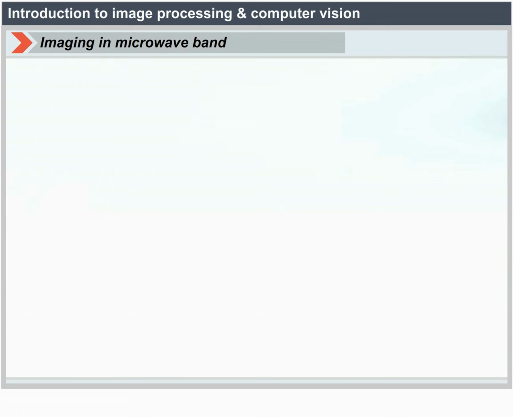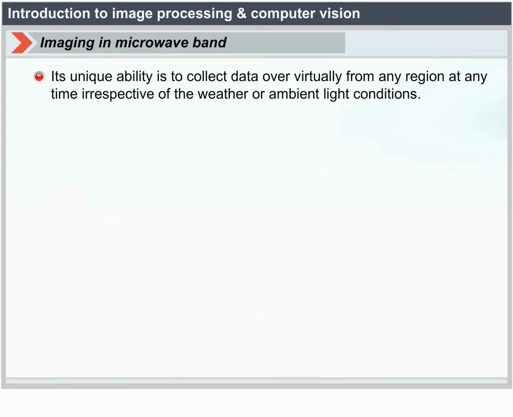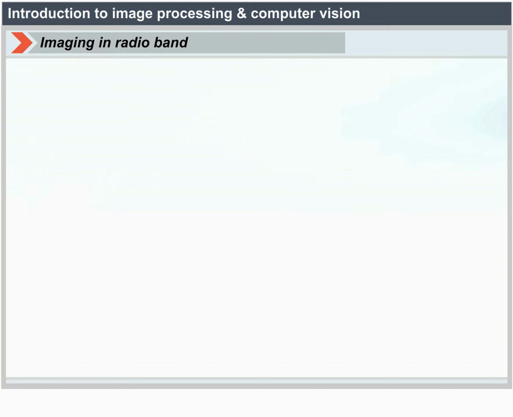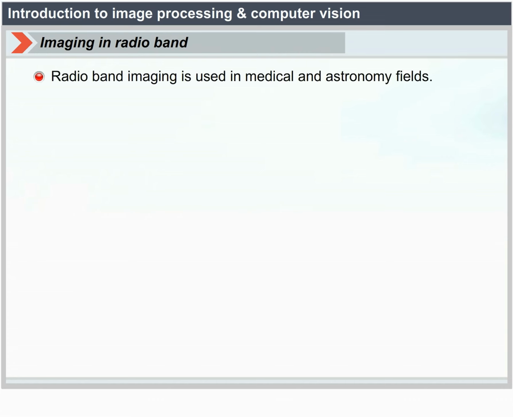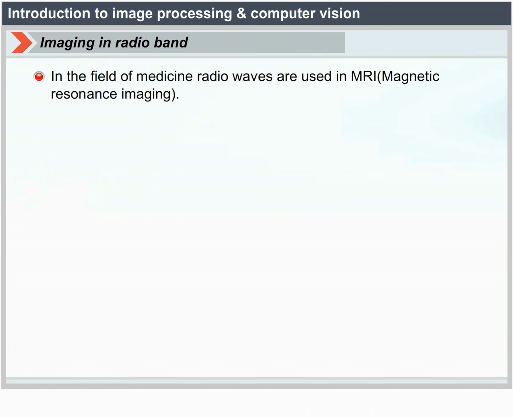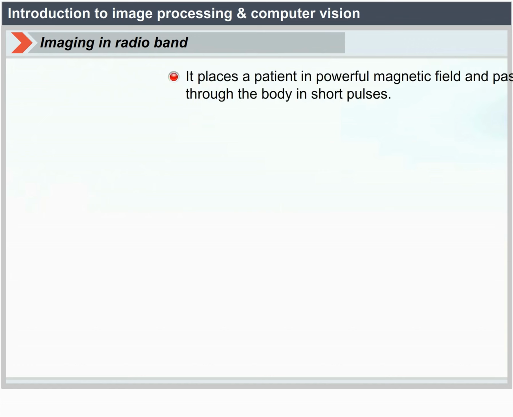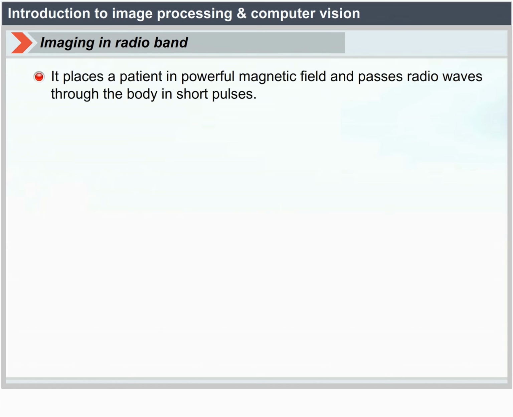Imaging in microwave band. Radar is the application of microwave imaging. Its unique ability is to collect data over virtually any region at any time without regard to the weather or ambient light conditions. Imaging in radio band. Radio band imaging is used in medical and astronomy fields. In medicine, radio waves are used in MRI, magnetic resonance imaging. It places a patient in a powerful magnetic field and passes radio waves through the body in short pulses.